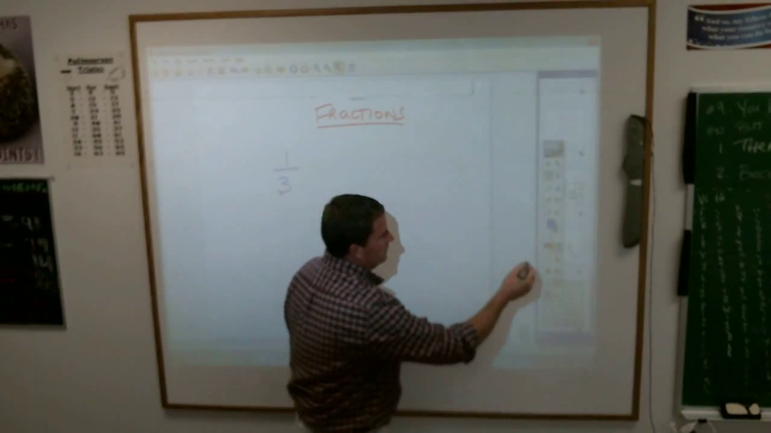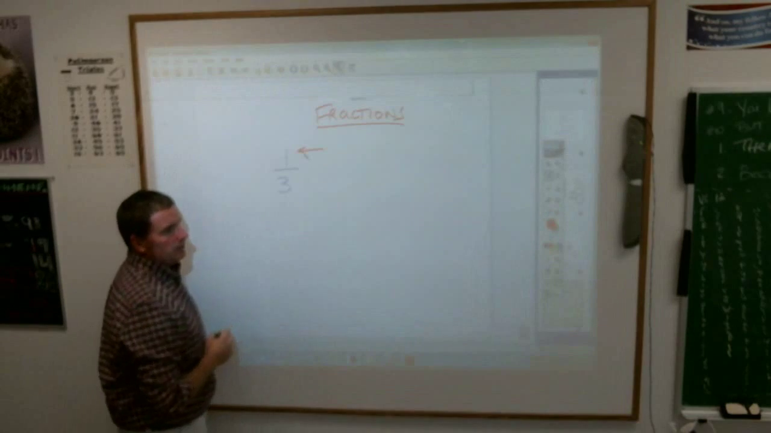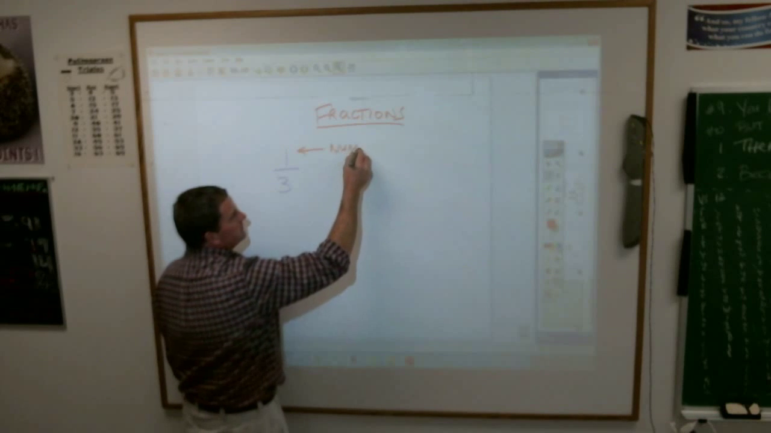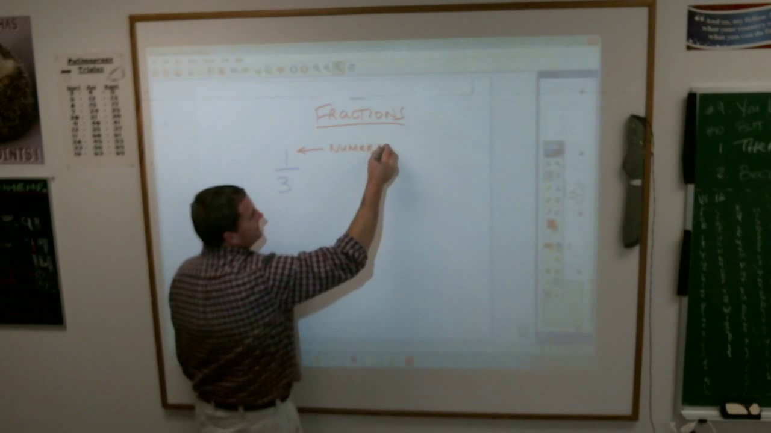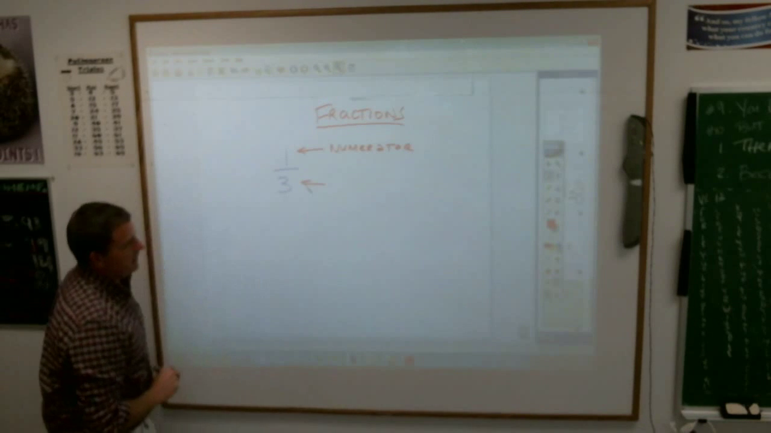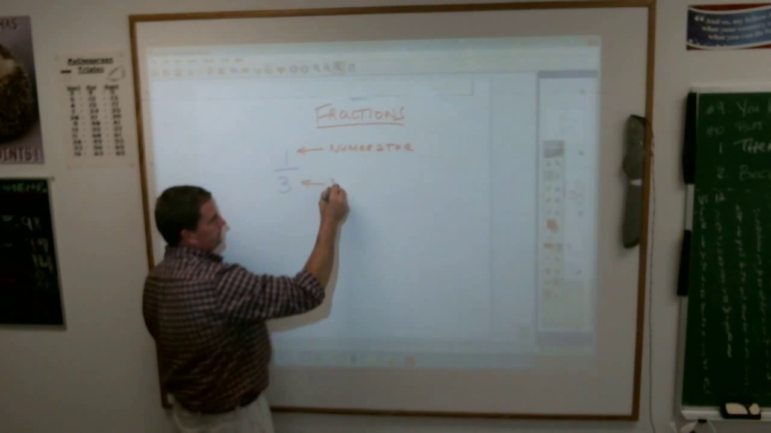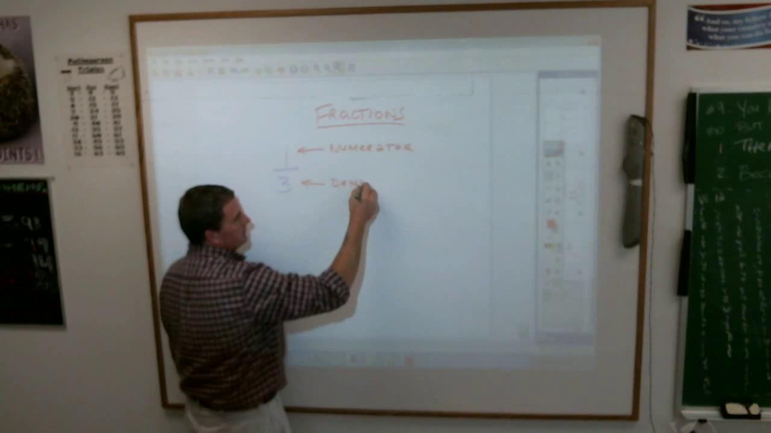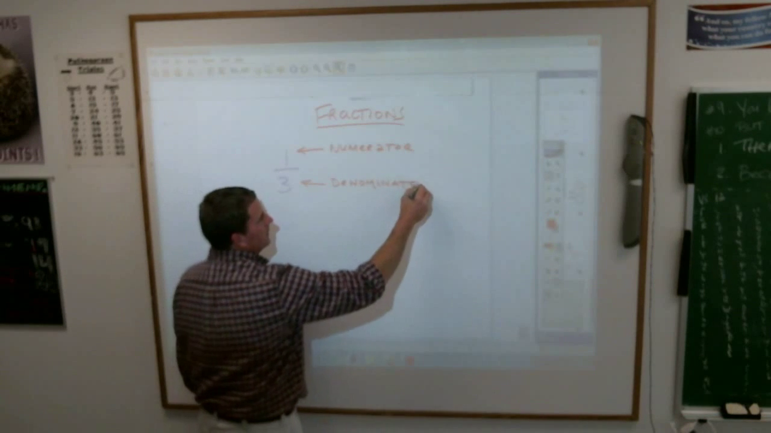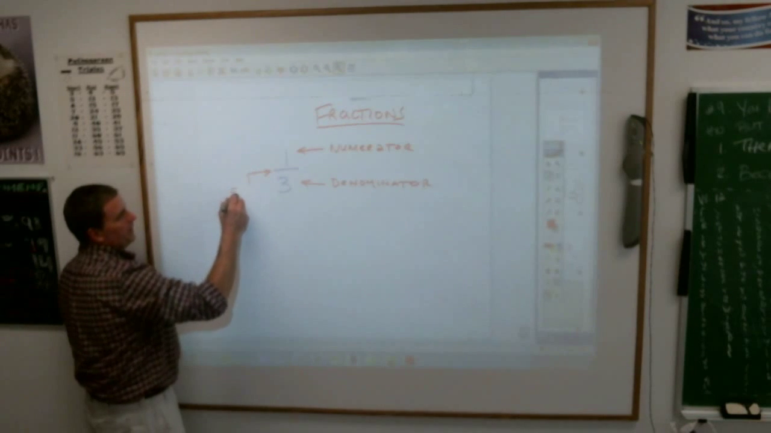Let's make sure we know the parts of a fraction. The top part of the fraction is called the numerator. And the bottom part of the fraction, as Arnold Schwarzenegger loves to say, I'm the denominator. The denominator. Okay. And then this little guy right here is called the fraction line, or the fraction bar.